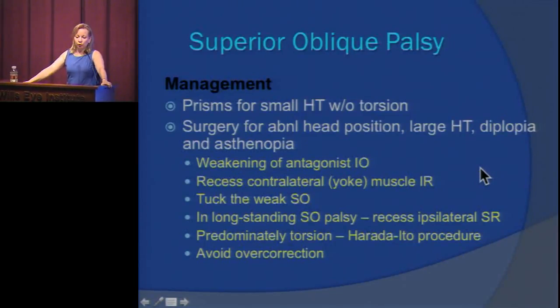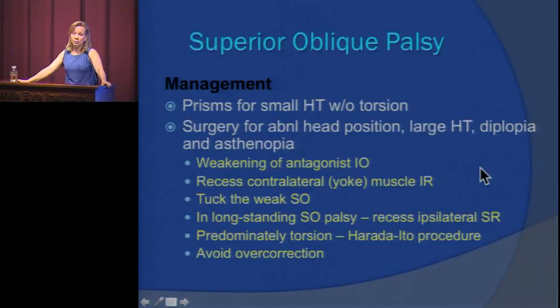The management, you'll treat them with prisms if there's a small hypertropia without torsion. Okay? With torsion, very difficult to treat without surgical management. But a small hypertropia, if it's just a small paresis, you can treat them fairly well. A larger hypertropia won't work with prisms because of the incomitancy. You'll do also surgery for abnormal head positions, for a large hypertropia, for diplopia, or for asthenopia, or torsion.